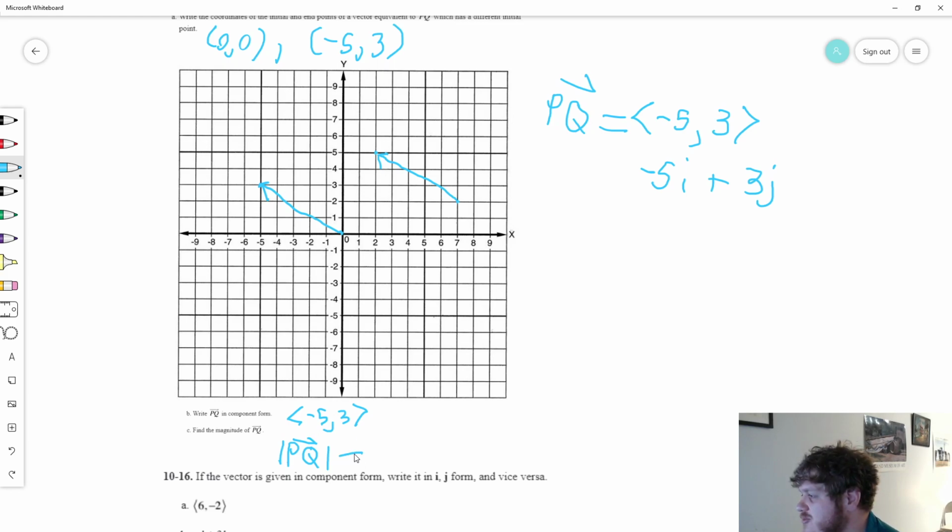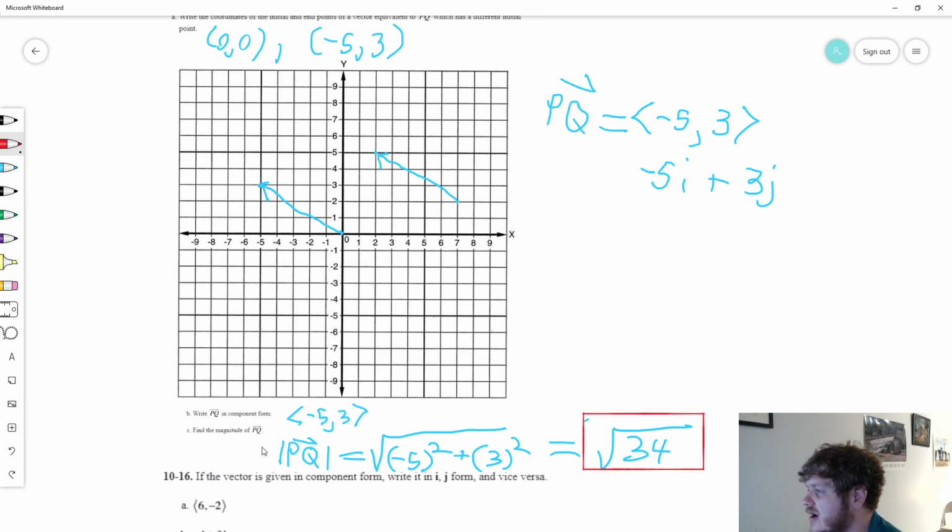So when we do this, we end up with the square root of the first component squared plus the second component squared. So the square root of -5 squared plus 3 squared. And when we get it all out, we end up with the square root of 34, because 25 plus 9 is 34. And so this would be the answer to this question.